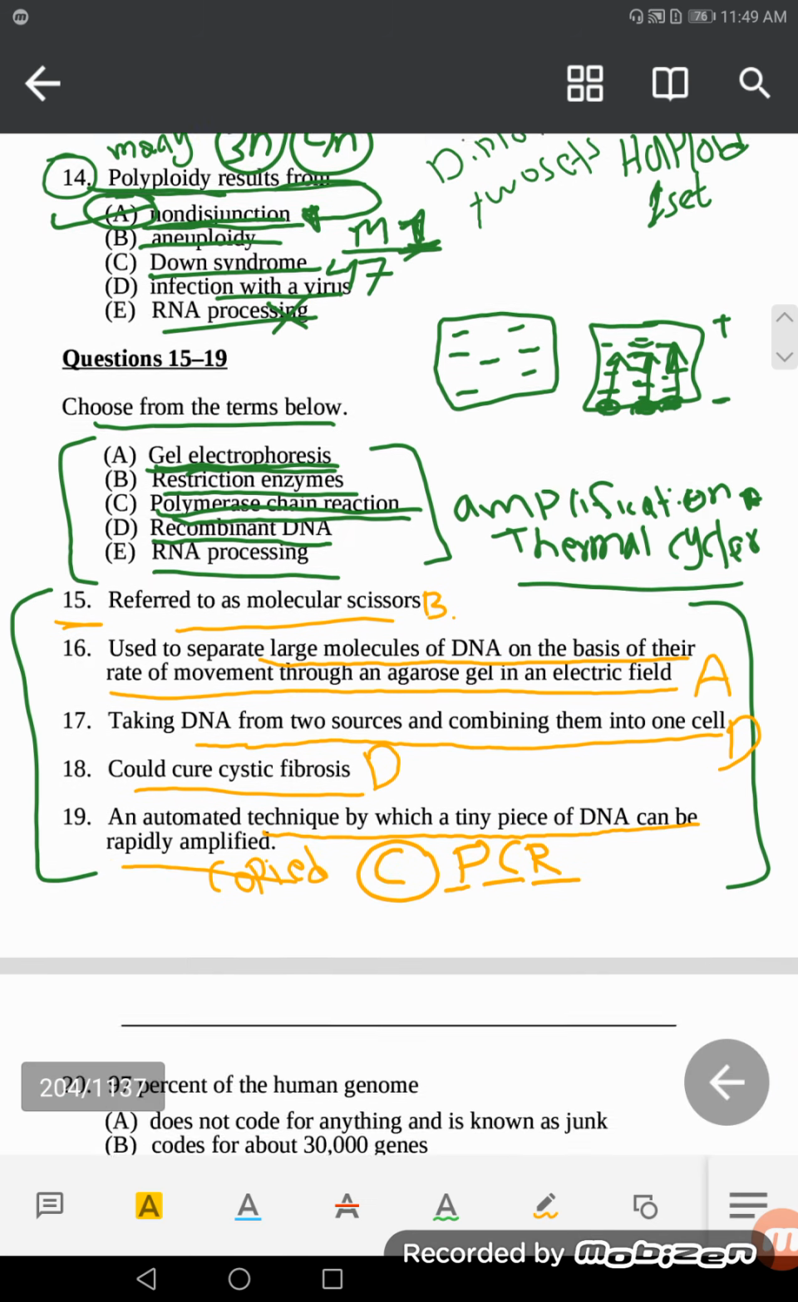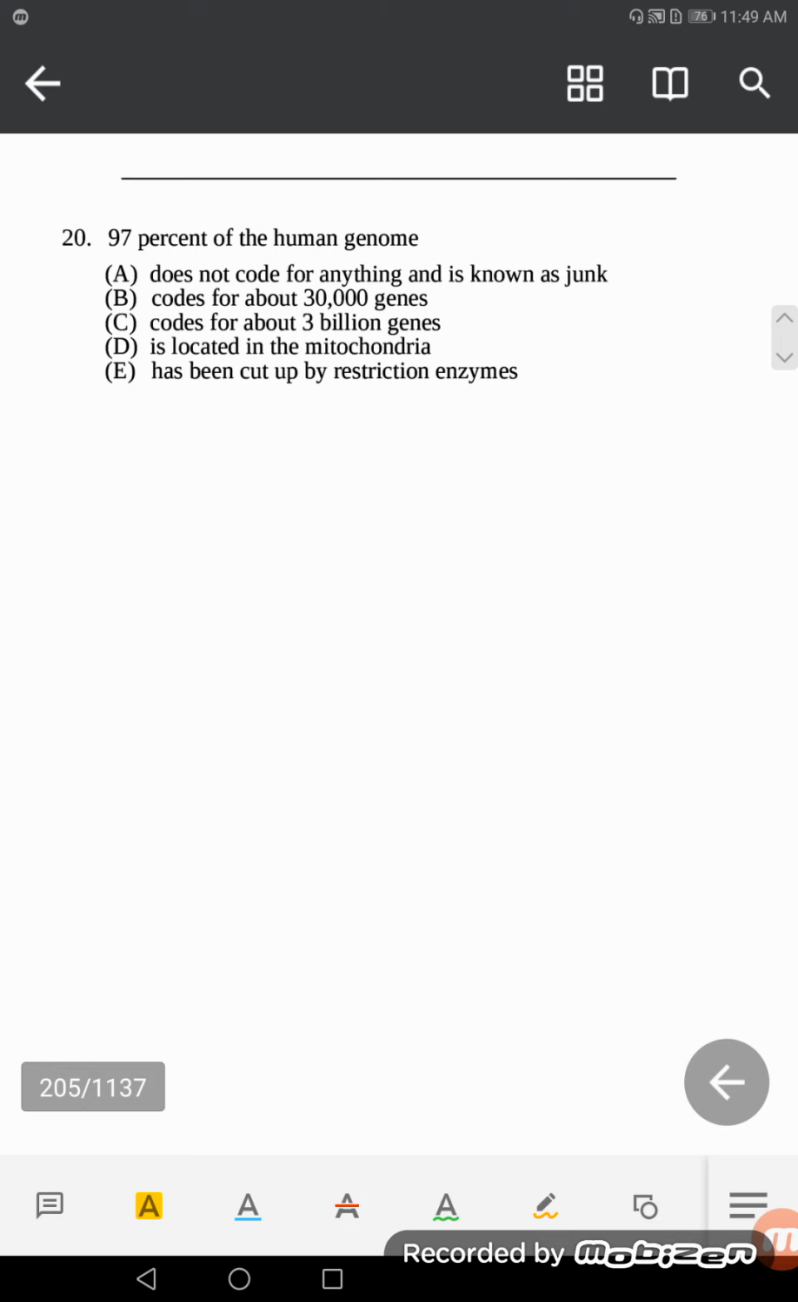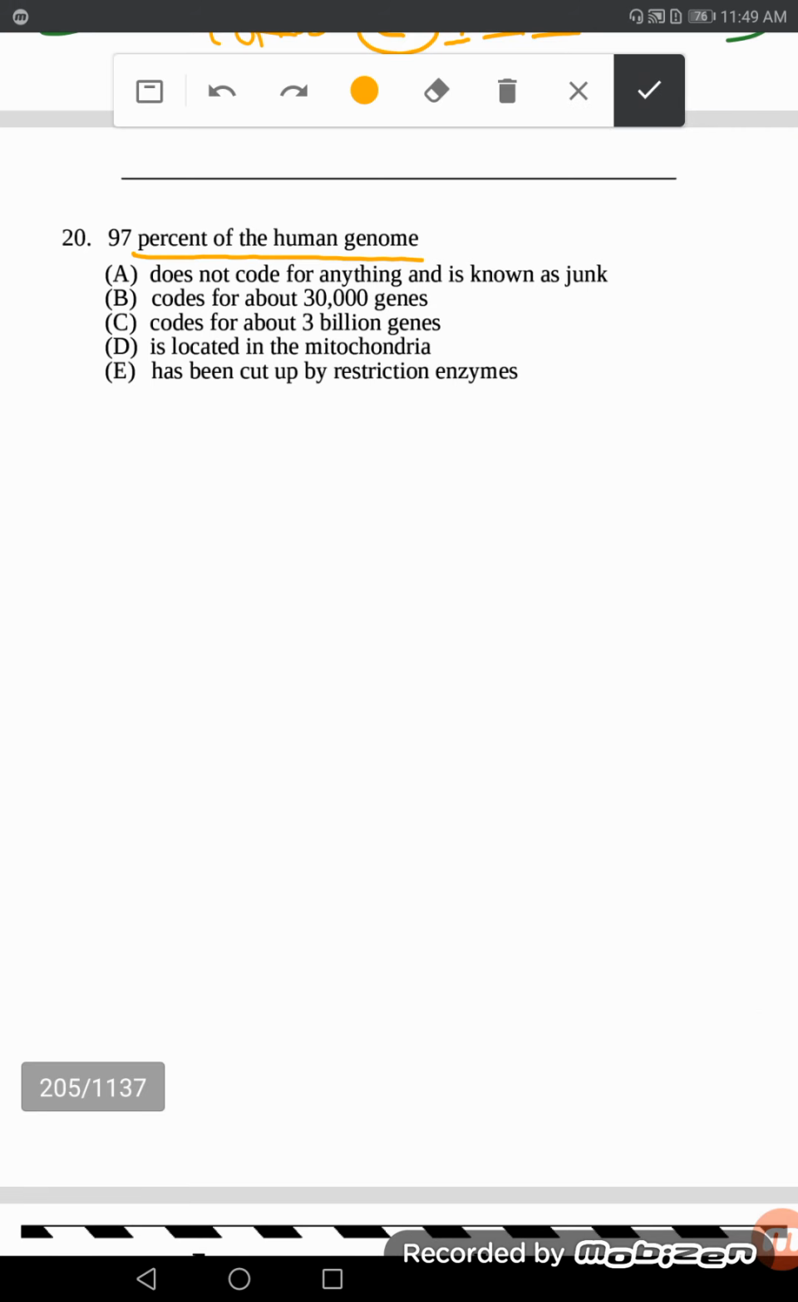The last question that we have in this video is the 20th question. It says 97% of the human genome does not code for anything, and it's known as junk. The second option says it codes for about 30,000 genes, the 97 percent. Another says it codes for about 3 billion genes. That's not true. It's located in the mitochondria, and this is also not true. Most of the DNA is found inside the nucleus.